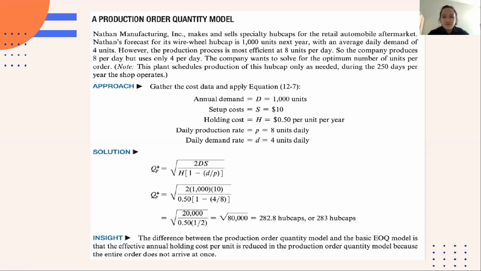The company wants to solve for the optimum number of units per order. Note, this plan schedules production of the hubcaps as needed during the 250 days per year the shop operates. So we calculate the data and then we gather the variables.